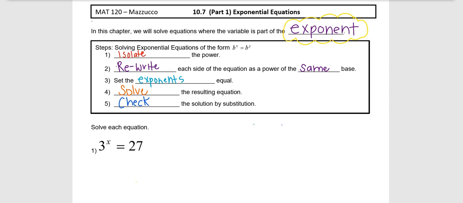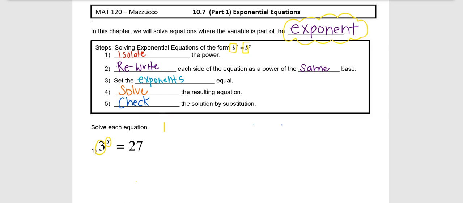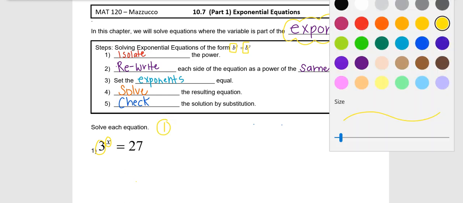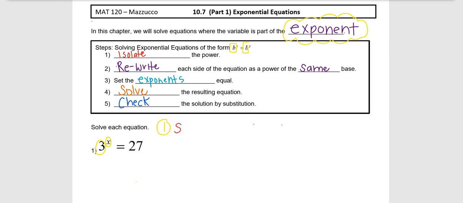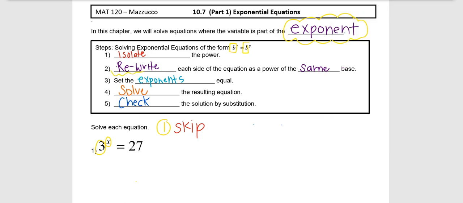Now these are the steps you would follow if you can make the left and the right side have the same base. So step one is you want to isolate the power. That means you want to get the number with the exponent all by itself. So if we take a look at number one, step one, we can skip. Okay, then step two, it says rewrite each side of the equation as a power of the same base.